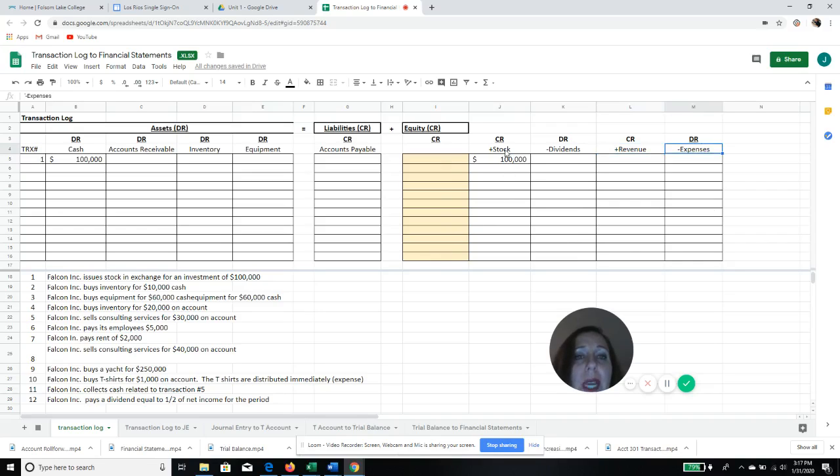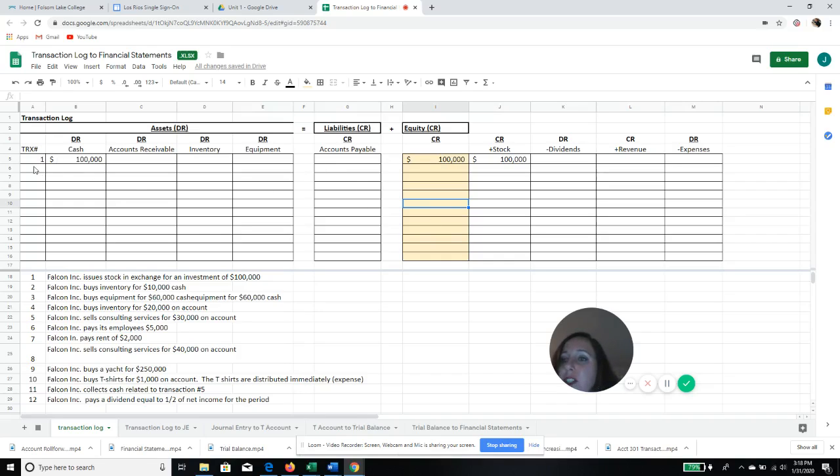So for example, stock increases equity. So we're going to enter our $100,000 in the equity column. So we have positive $100,000 on the left side, positive $100,000 on the right side, so we're in balance. When we're comparing the right and left side, we're only going to go through column I. Columns J through M, those are more like sub-accounts that impact equity. So we'll carry over the impact to equity, and then that's what we'll look to compare.